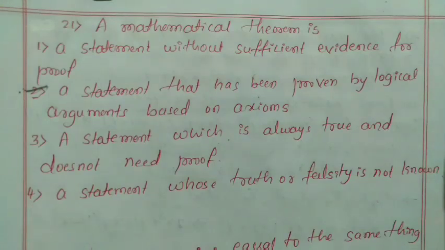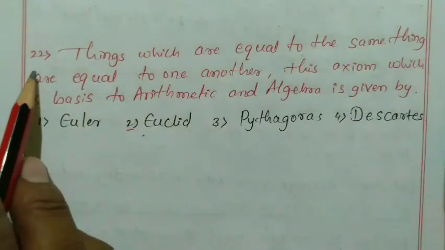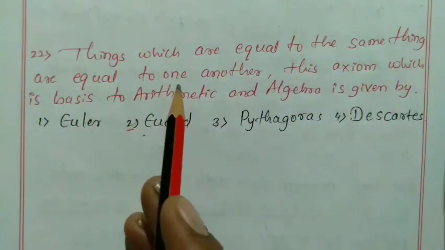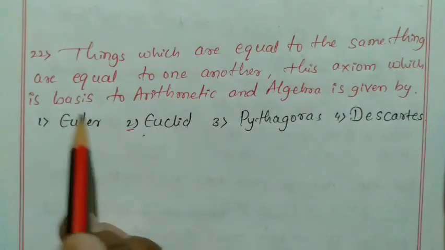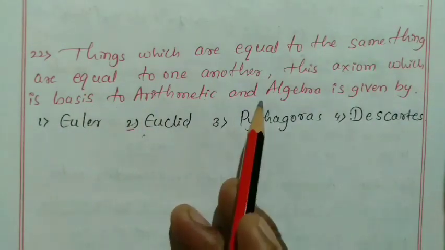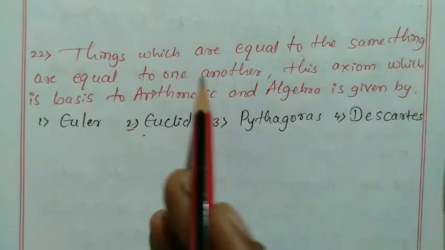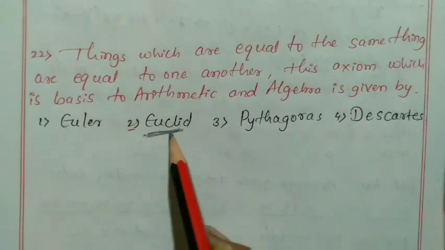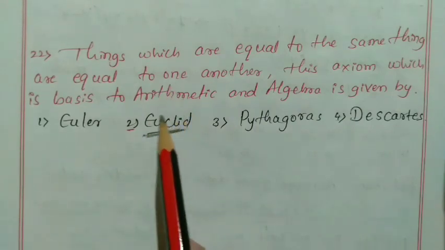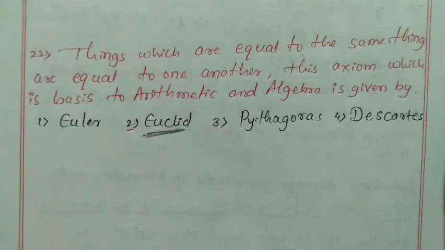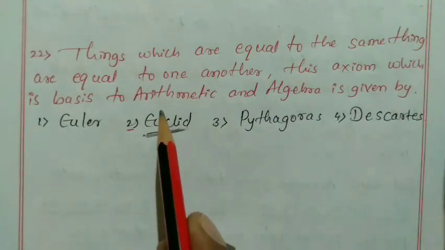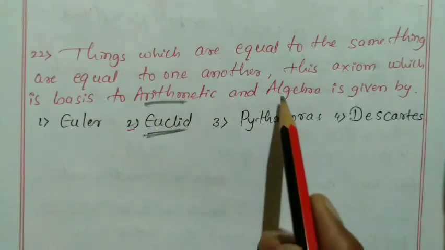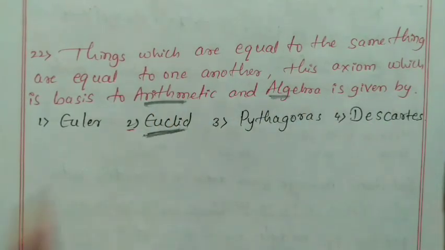Next I will go to the 22nd question. The question is: things which are equal to the same thing are equal to one another. This axiom, which is the basis to arithmetic and algebra, is given by whom? This is given by Euclid. This is the correct answer, because in Euclid's geometry he gave axioms and some lemmas related to theorems. So the basis to arithmetic and algebra is given by Euclid.